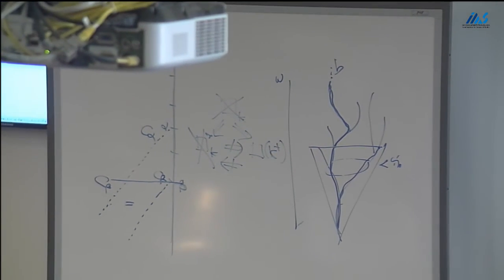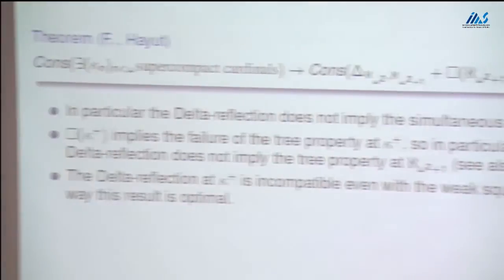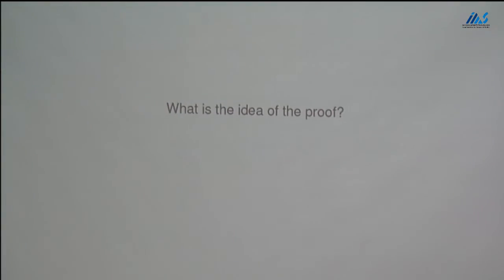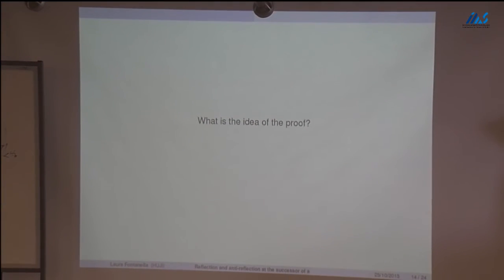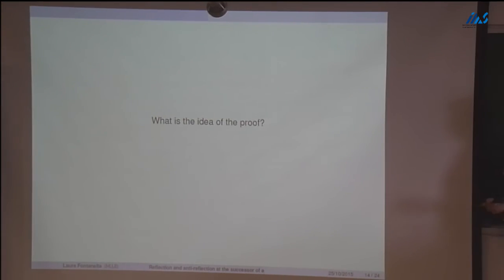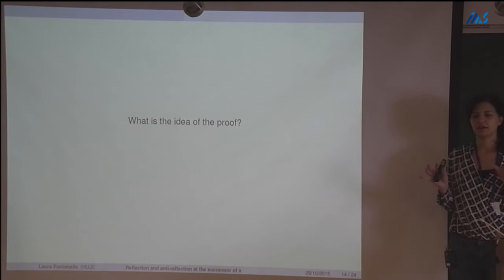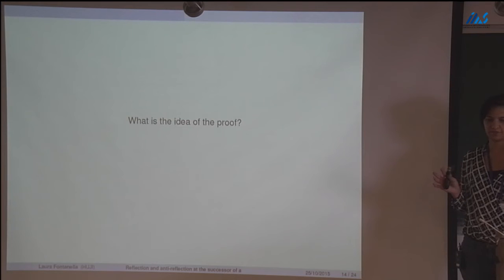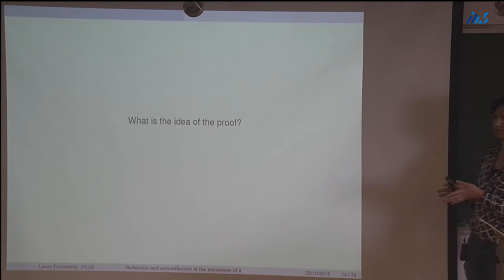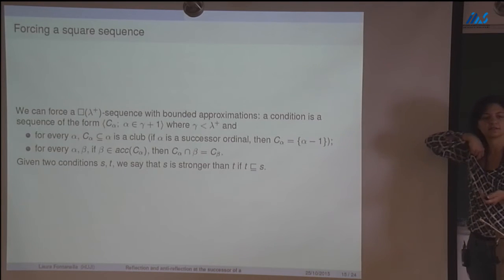Okay. So let's go into the proof of this result. Of course, I will not give all the details. I will just outline the idea of the proof. So we want to force a model in which we have the delta reflection and Todorcevic's square holding simultaneously at aleph omega squared plus 1. So let's first see how we get those two principles individually. To get the square is not that difficult.